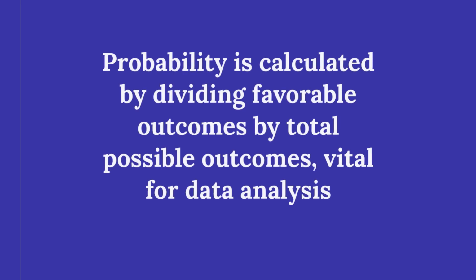Calculating probability involves dividing favorable outcomes by total possible outcomes. For example, the probability of drawing a heart from a deck is 1/4. Simple events have one outcome, like rolling a 3. Compound events have multiple outcomes, like rolling an odd number. Understanding these basics is crucial for data analysis.